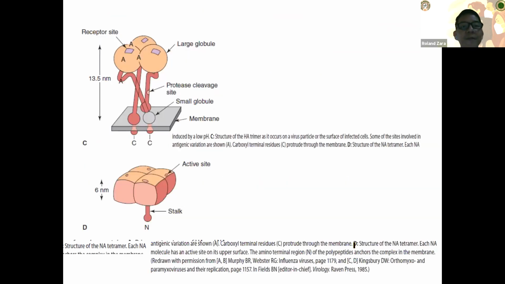Okay, so this is your neuraminidase. As I've said, it's usually trimeric, and the HA1 are the active sites where the antibody binds. This is the protease cleavage site. If there is a protease cleavage, it makes the virus more infectious. So this is the structure of your hemagglutinin.